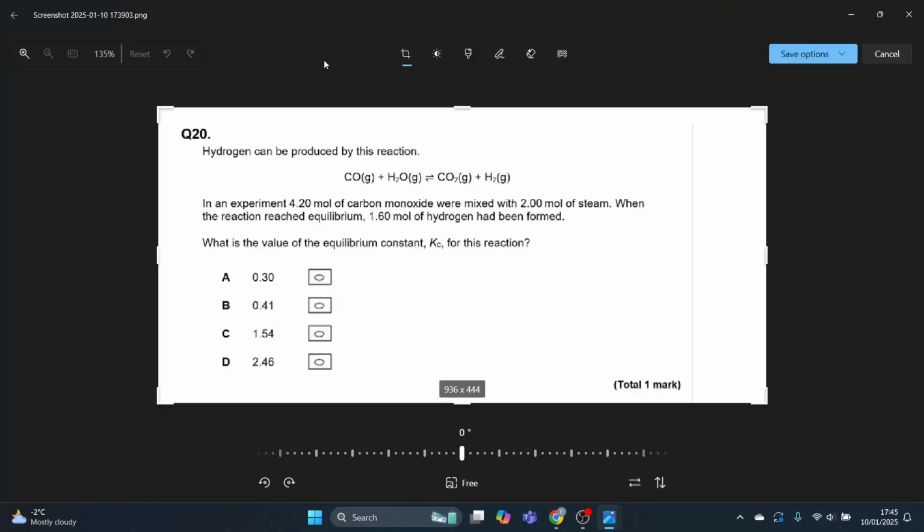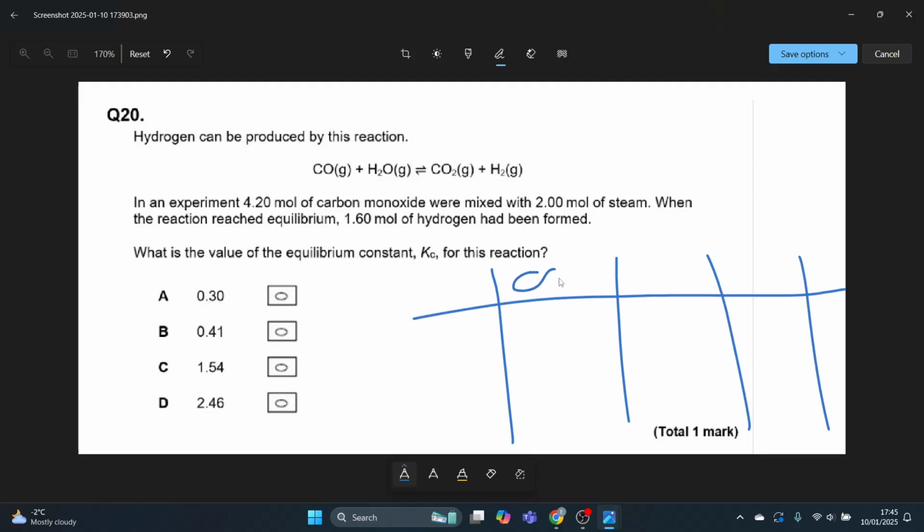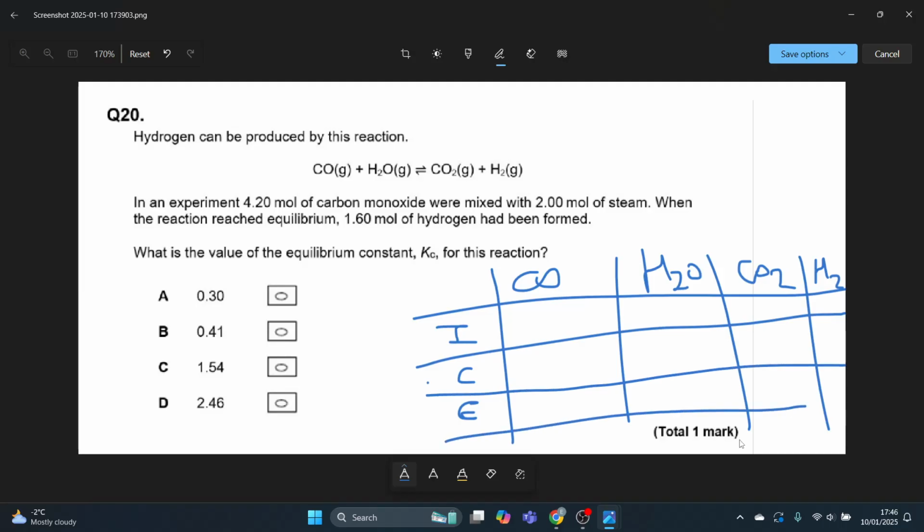Question 20. What is the value of the equilibrium constant Kc for this reaction? In an experiment, 4.2 moles of carbon monoxide are mixed with that. When the reaction reaches equilibrium, that much hydrogen will be formed. Okay, so what we have to do, firstly, draw a table. Carbon monoxide, steam, carbon dioxide, hydrogen, I, C, E.